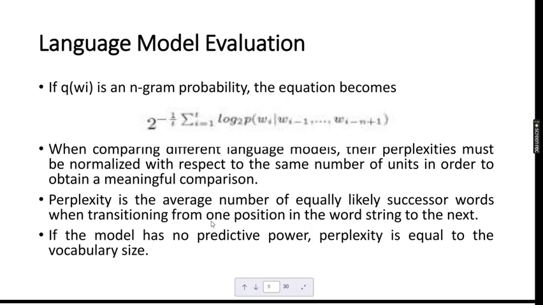This applies whenever you are transforming words from one language to another language, or from one position of the word to another position. So this model has no predictive power, and perplexity is generally equal to the vocabulary size. Say if you use 10 unique words in your sentence, then we can say that our perplexity is 10.